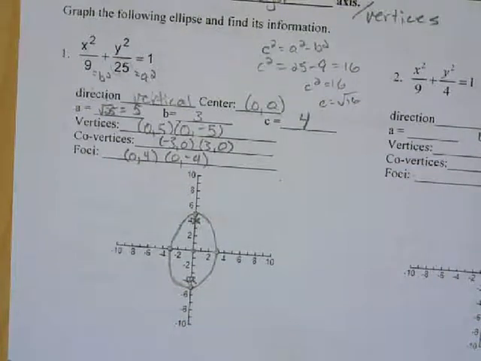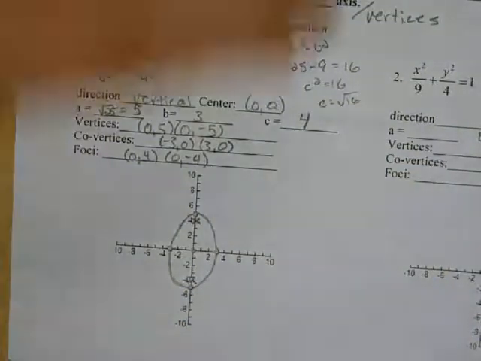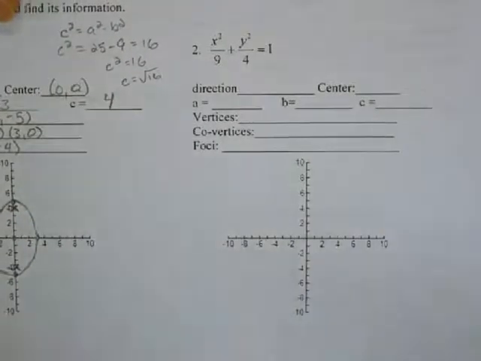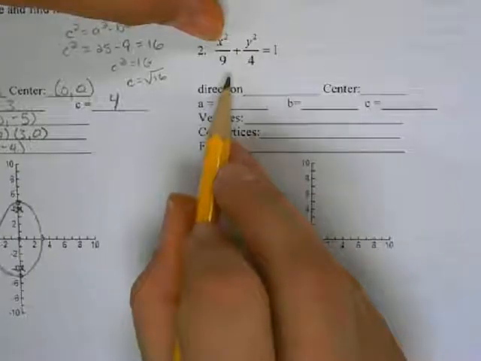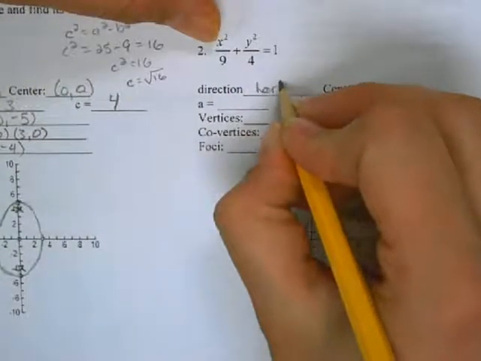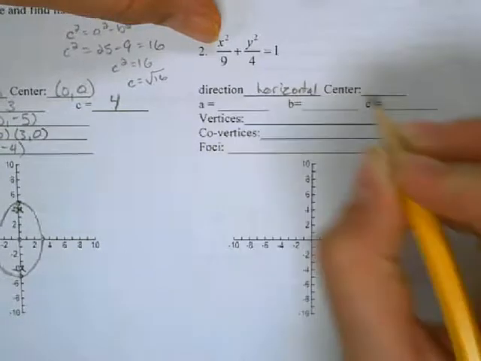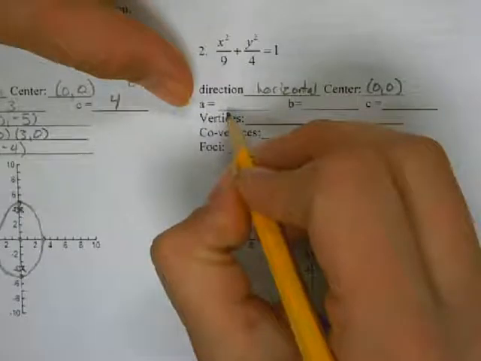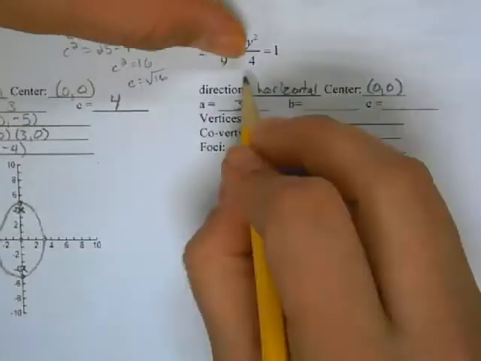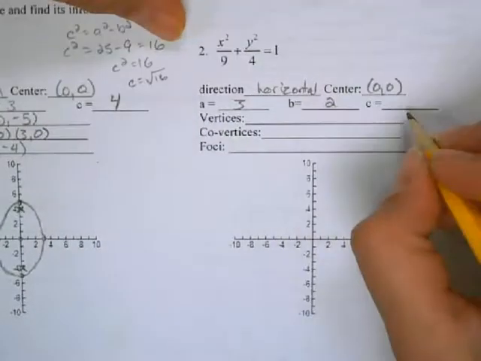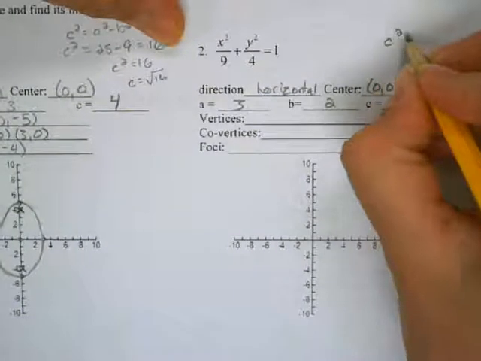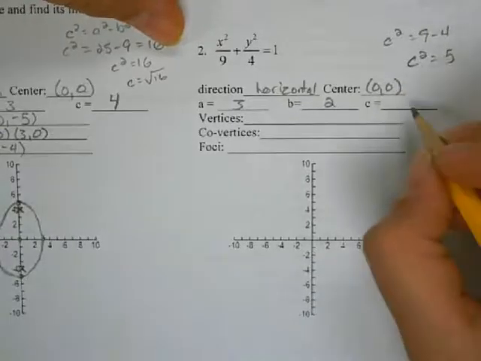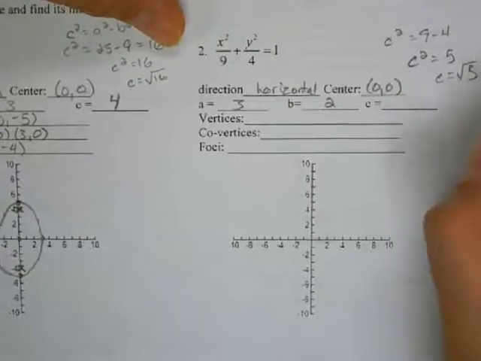All right. So looking at that second one, just to make sure we got it, I'm going to go a little bit faster. You can always pause it and go back again. My direction, biggest number is under x, so it is horizontal. My center is still at 0, 0, because there is nothing added to x or y. My a value, square root of 9, is 3. B is the square root of 4, which is 2. C squared is 9 minus 4. C squared is equal to 5. So C is the square root of 5, which is going to be 2.2.